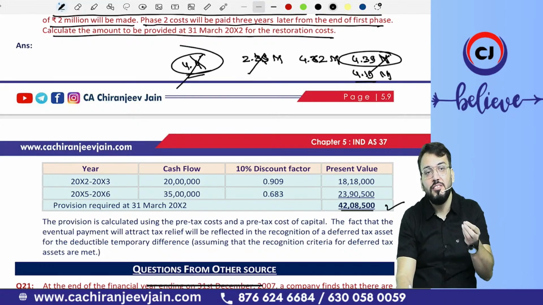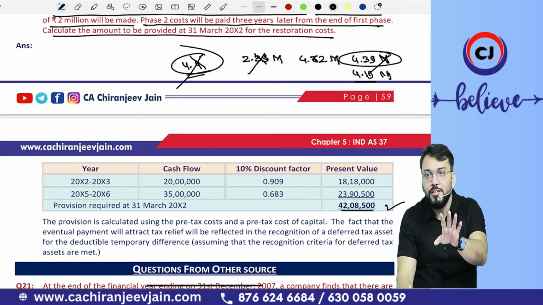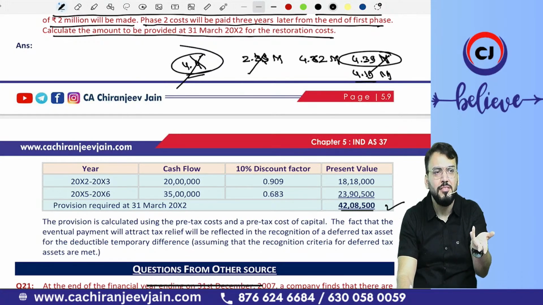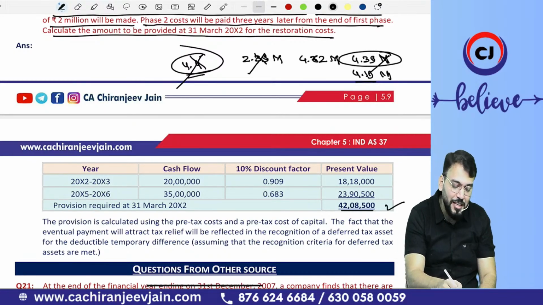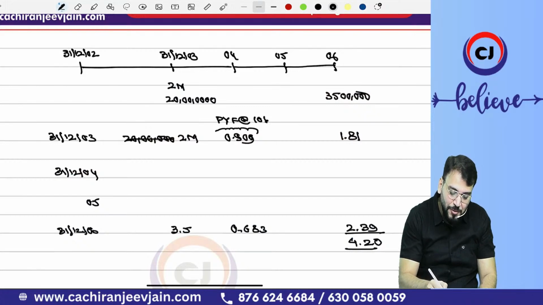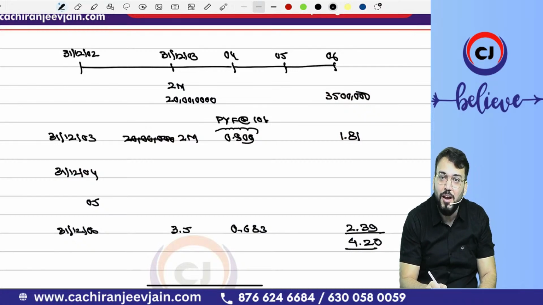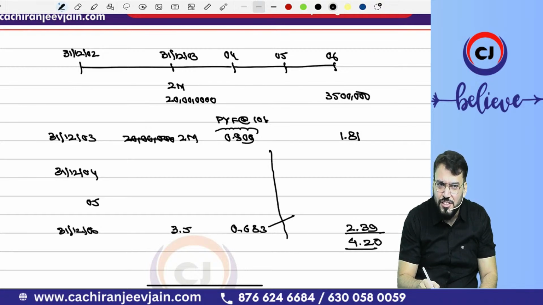So it means one simple question, you have not got the marks. I don't know what mistake you have done. Discounting factor. What mistake have you done? Arey bolo. Discounting factor means you have taken, I understood what you have taken. You have taken 0.909 and 0. Understood, some mistake you have done.